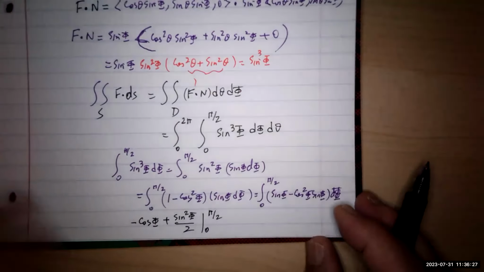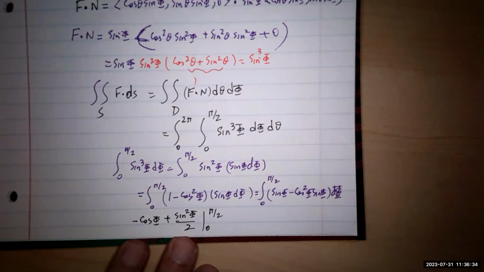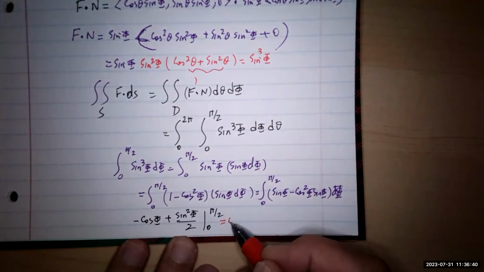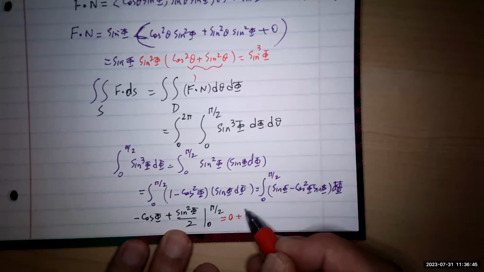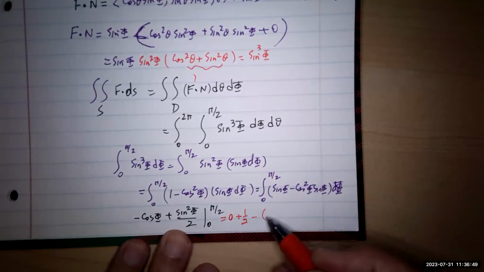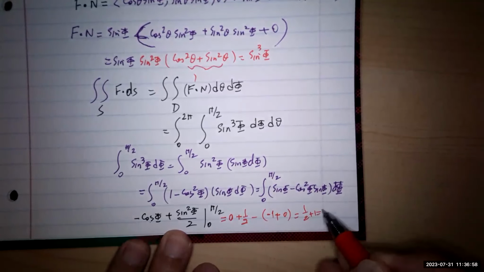Okay. And it can be done easily. If you put the pi half, the cosine of the pi half is 0. Sine of the pi half is 1, so that gives you 0 plus 1 half. Minus, if you put the 0, the cosine of the 0 is 1, so that gives a negative 1. And it's going to be plus 0. So that gives you 1 half plus 1, which is 3 halves.